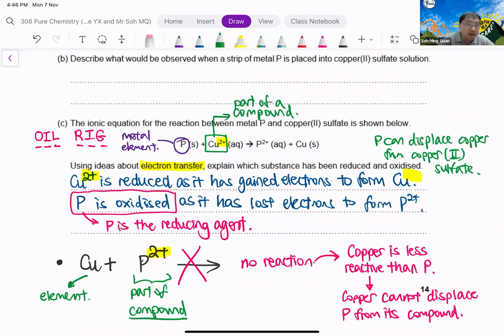And we have also seen displacement reactions are redox. So you need to be able to explain which one is oxidized, which one is reduced. Okay, so that is really the gist of displacement.